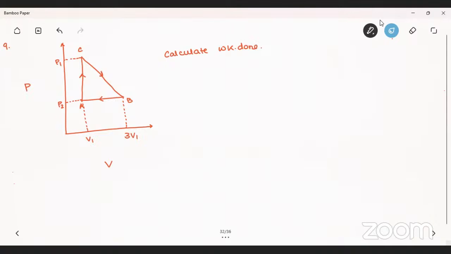What is the area of the curve? What is the area of this right-angled triangle? Suppose consider AB as X, and this as Y. So what is the formula for area? Half base into height. Half into X into Y. What is X? Base. Arey, what is X? You will write base in your exam.